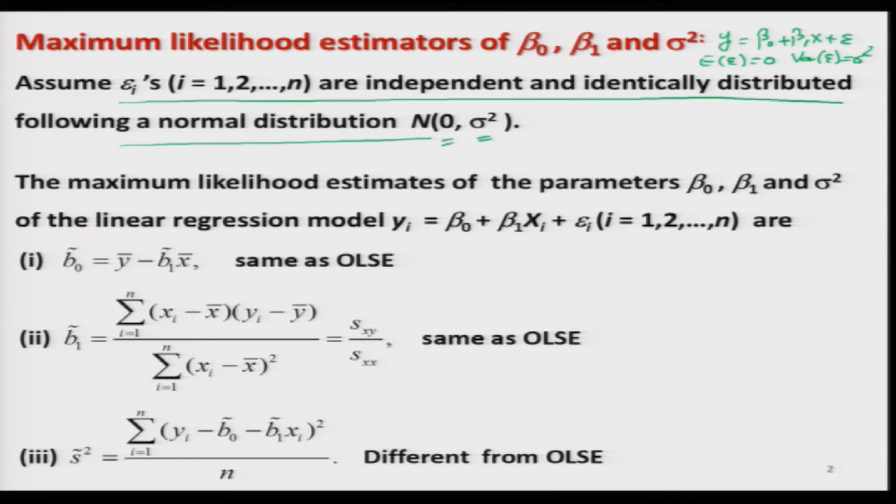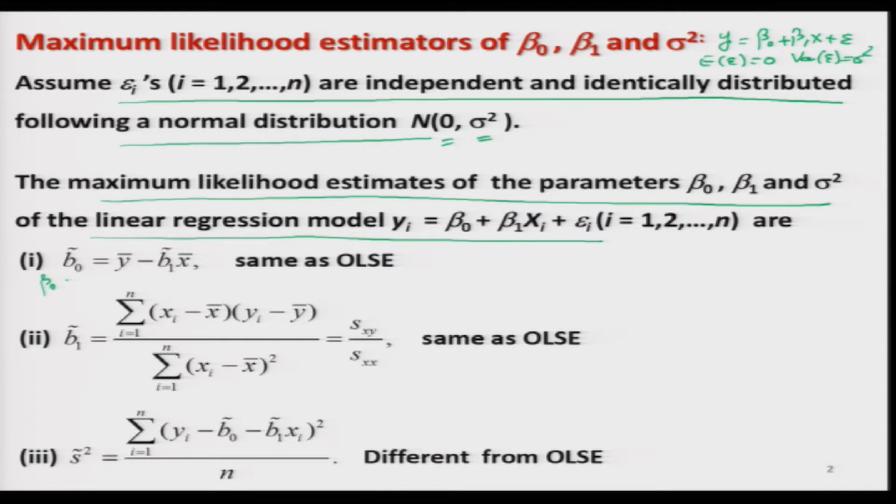So, when we try to find out the maximum likelihood estimators of beta 0, beta 1 and sigma square in the linear regression model, y_i is equal to beta 0 plus beta 1 x_i plus epsilon_i, i goes from 1 to n, then the maximum likelihood estimator of the beta 0 intercept turns out to be y bar minus beta 1 tilde x bar.